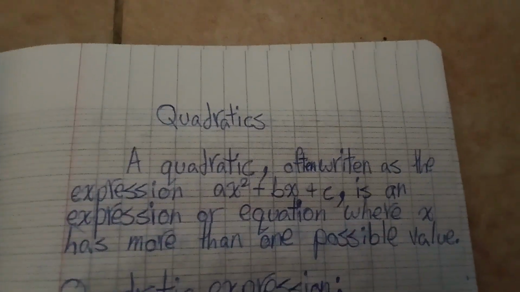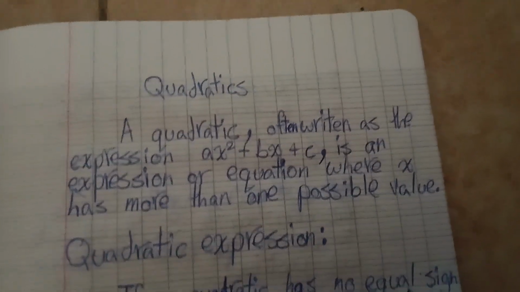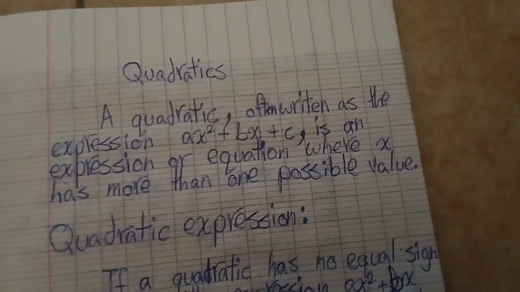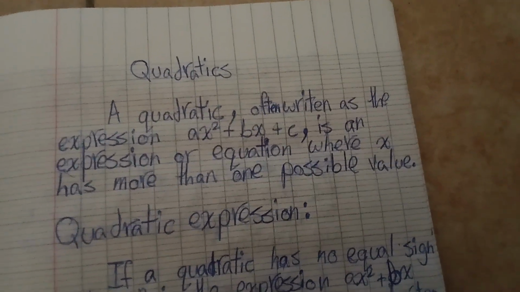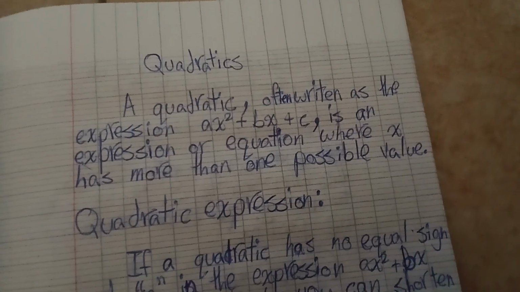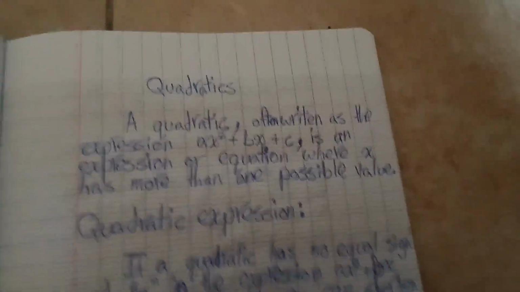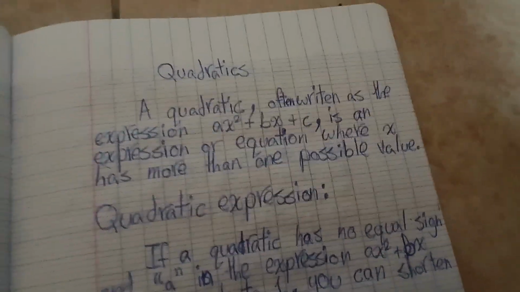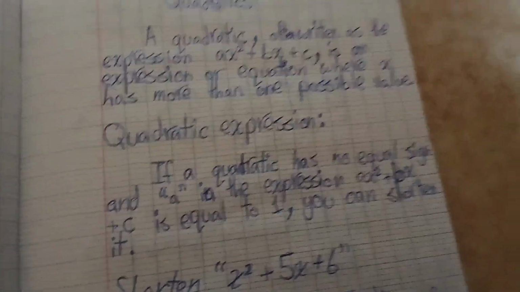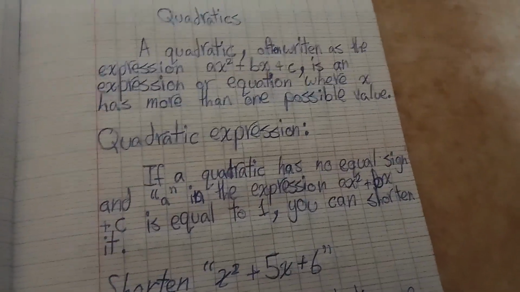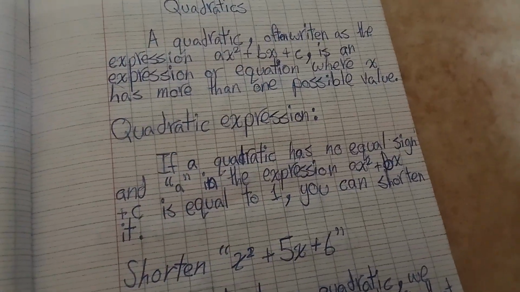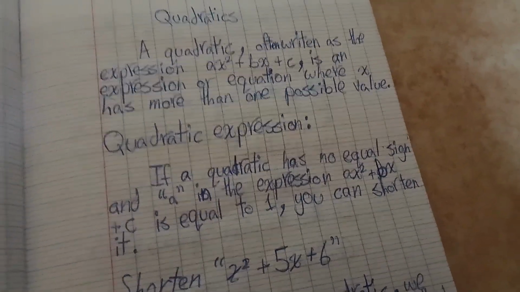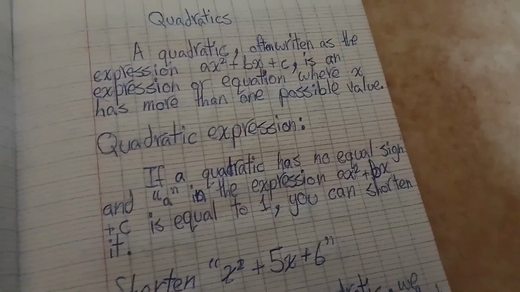Quadratics. A quadratic, often written as the expression ax squared plus bx plus c, is an expression or equation where x has more than one possible value. Usually, x would have two values. A quadratic expression has no equal sign.